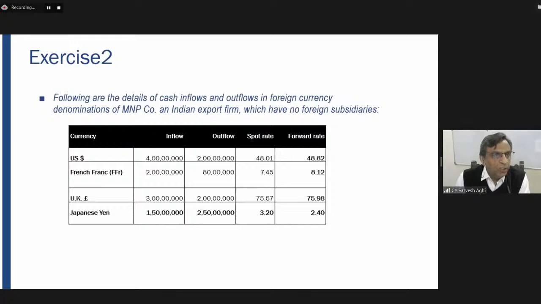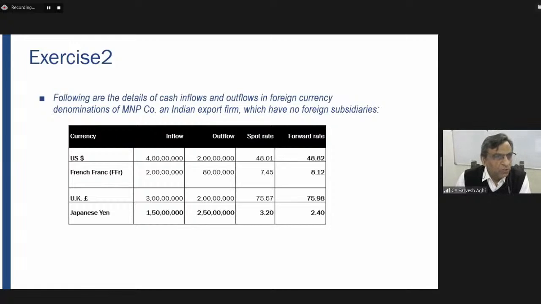So in US dollars, he has an exposure of 4 crore US dollars, and the outflow is about 2 crore. So the net would be around 2 crores. For the French franc, the inflows are 2 crores and the outflow is 80 lakhs, so again he has an exposure of the difference of that. The spot rates and forward rates are higher in terms of US dollar and French franc. For the UK pound, the inflow is 3 crores and the outflow is 2 crores.